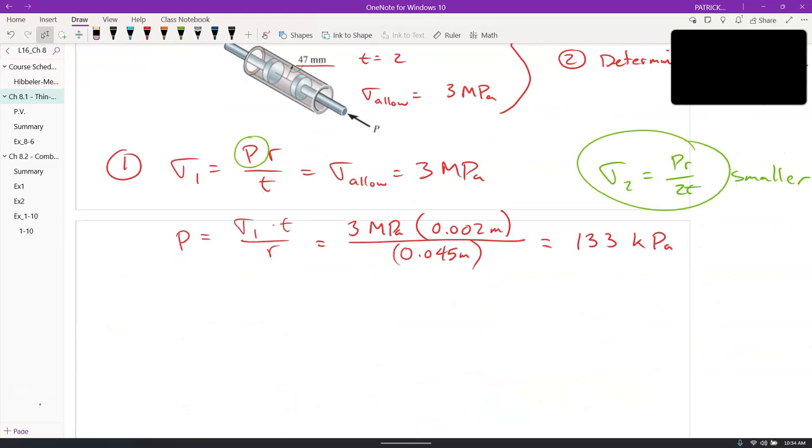So, part two. I'm going to draw my longitudinal section here.